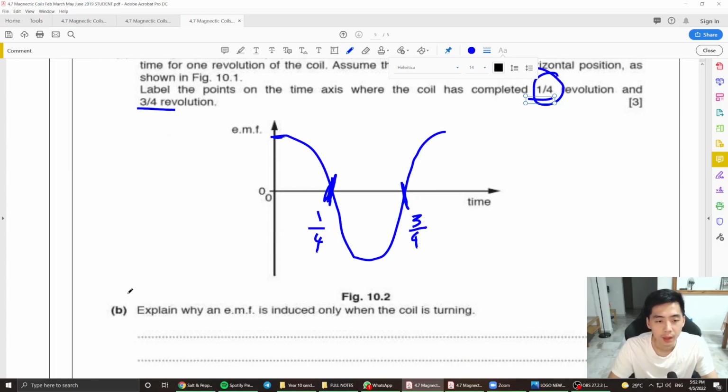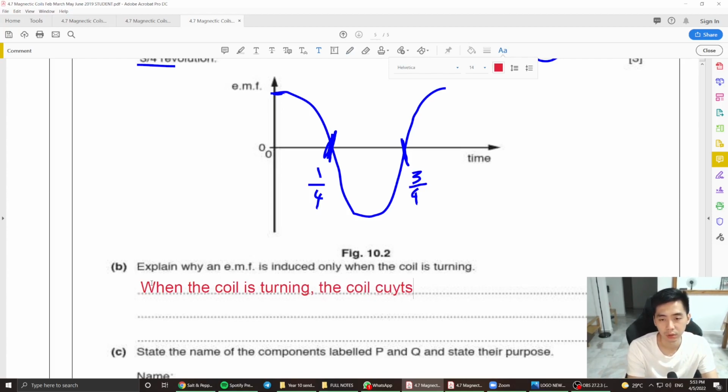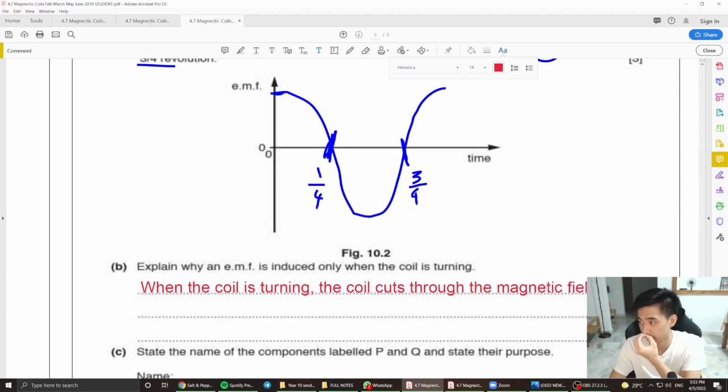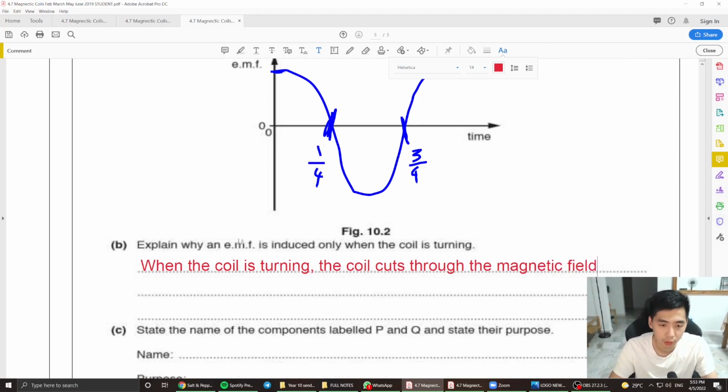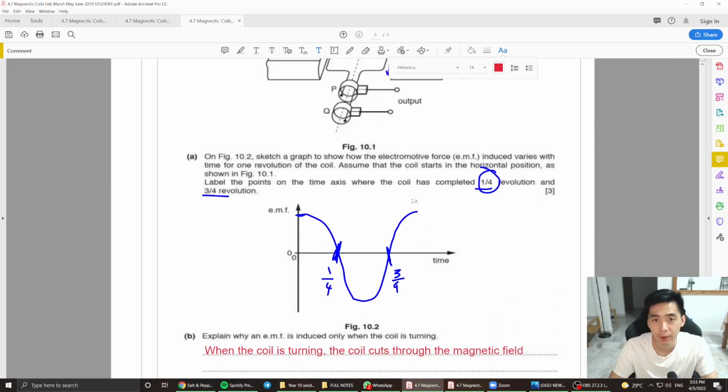Okay. Then after that, explain why an EMF is induced only when the coil is turning. Obviously, because when the coil is turning, the coil cuts through the magnetic field, right? Because it cuts through the magnetic field, then obviously it's going to start generating some current, right? State the name of the component PQ and state their purposes.